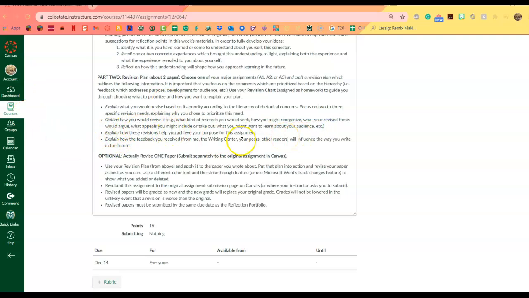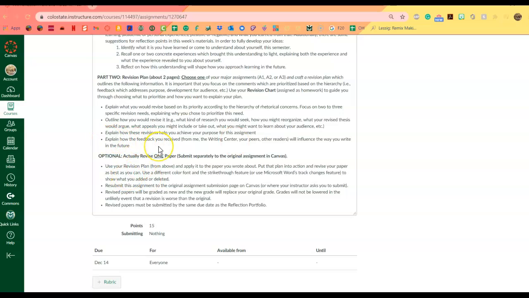But then explain how these revisions are going to help you achieve the purpose for this assignment. So, for example, if it's A2, your purpose was to use a research argument to persuade your reader to your side. How will the revisions you've chosen help you achieve that purpose better? How is it affecting the purpose and the genre of this assignment?